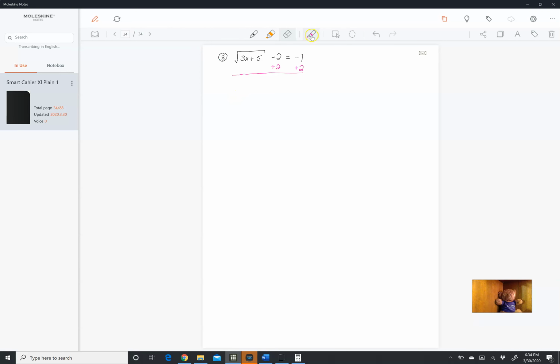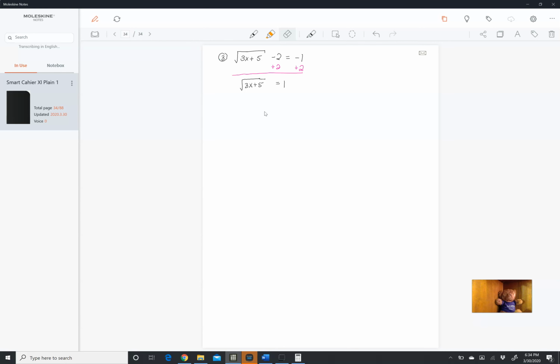And that's going to give us the square root of 3x plus 5 is equal to 1. And notice we get that the square root of 3x plus 5 is equal to a positive number. So we've isolated the radical, but in addition, when we square it, we're squaring a positive number. So we're not actually changing the sign of our number when we square it.